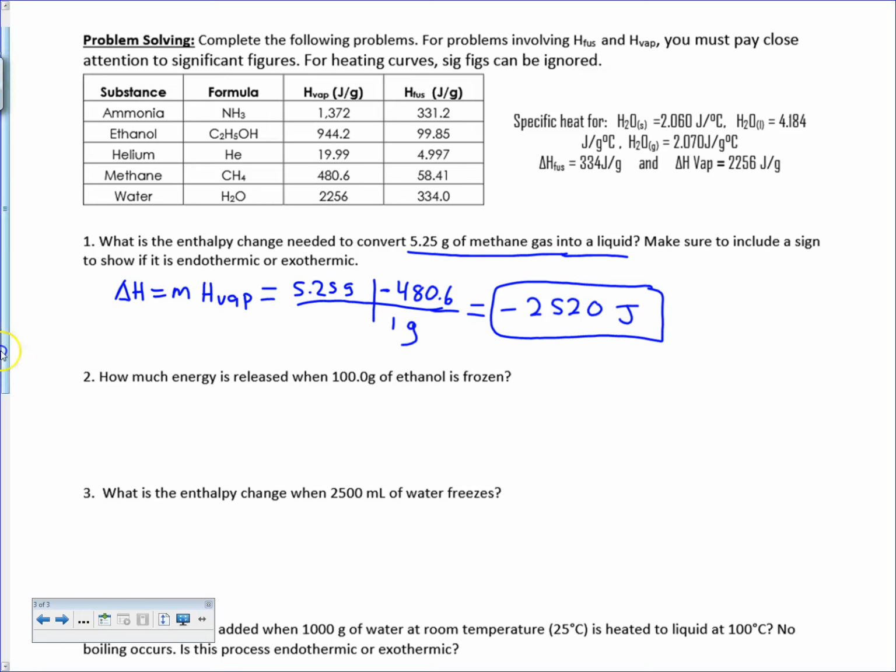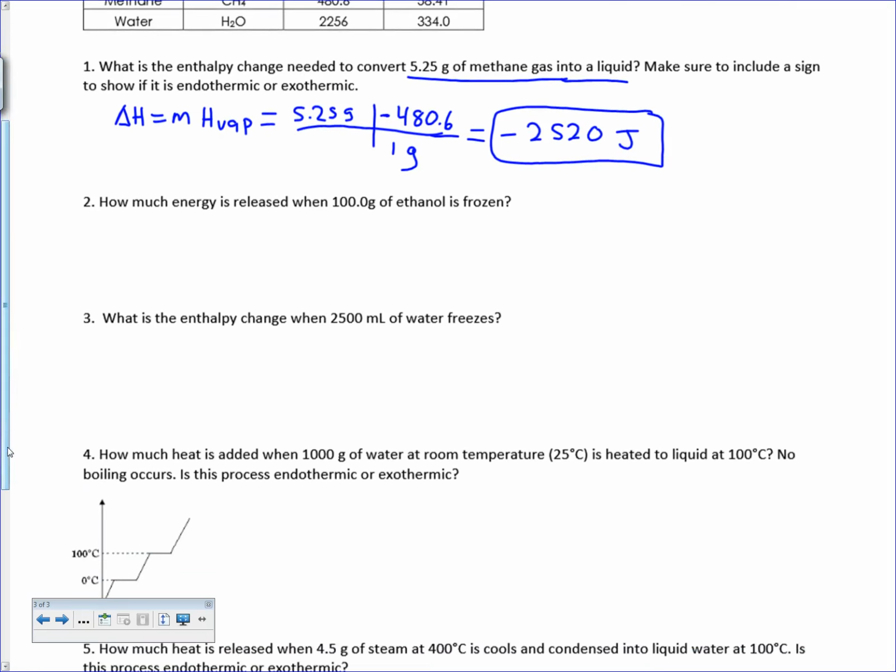The next problem, problem number 2, says how much energy is released when 100 grams of ethanol is frozen. So frozen is heat of fusion. Freezing is also exothermic, so this is going to be negative as well. This one says how much energy is released, and I'll touch base on that at the end, how this one has a slightly different way of answering it, but it's not too bad. So we've got delta H equals mass times heat of fusion. Again, going between a solid and a liquid, or a liquid and a solid, is always heat of fusion.